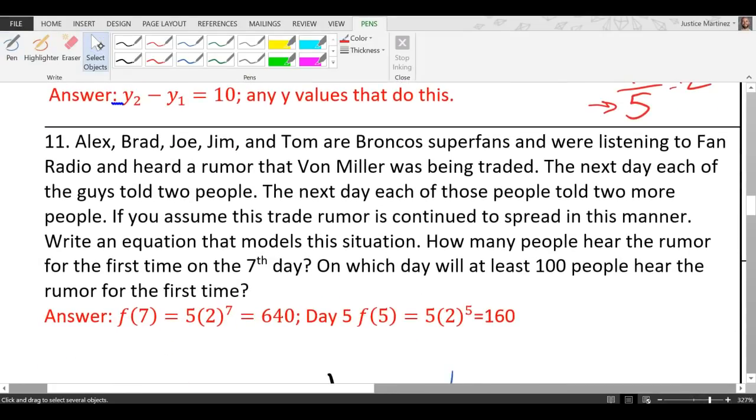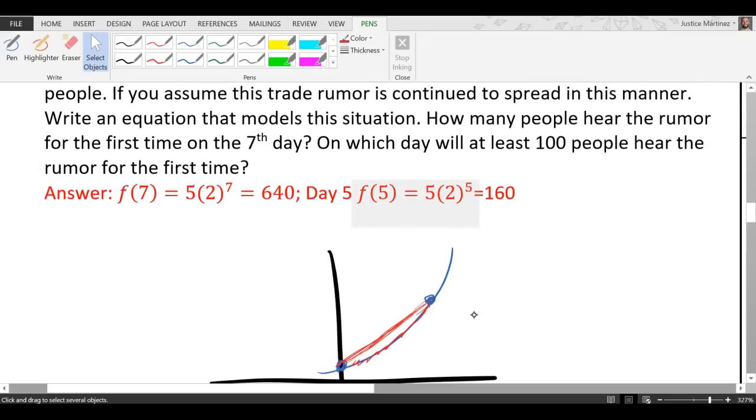Great. So Alec, Brad, Joe, Jim, and Tom are Broncos superfans and were listening to fan radio and heard a rumor that Von Miller was being traded, so on and so forth. It started with 5 people. They each told 2 people, so 5 times 2. It wants to know on the 7th day, therefore, to the 7th power. It also wants to know when it would cross 100.